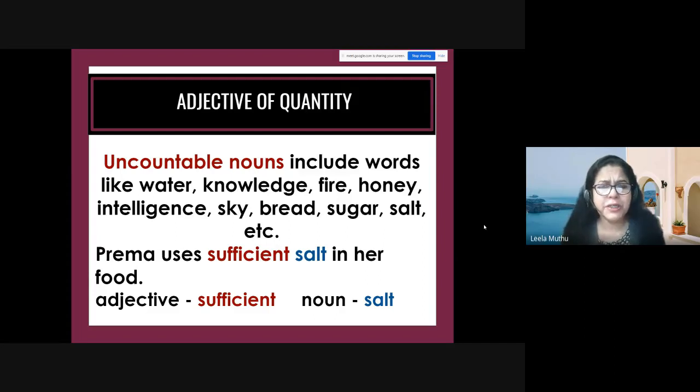How much salt does she put in her diet? Isn't she not supposed to have too much salt? No, no, no, don't worry about Prema. She uses sufficient salt, not too much. So sufficient is the adjective of quantity which comes before the uncountable noun salt.